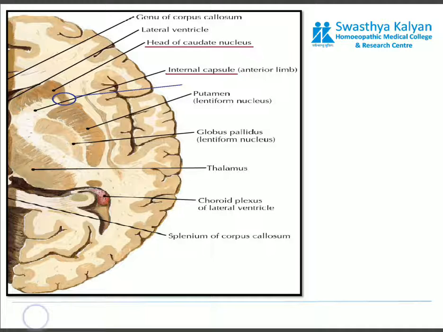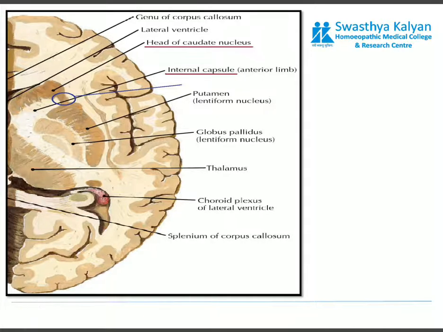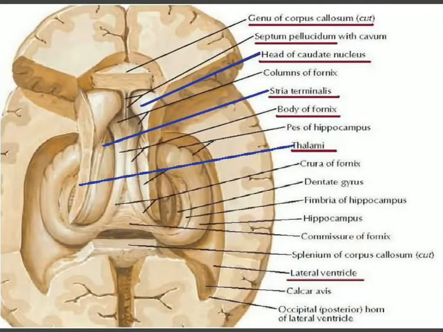And the tail, it ends, and it is basically in relation with the amygdaloid body. It joins the amygdaloid body. You can see here in this figure that this is the caudate nucleus, and this caudate nucleus is separated from the thalamus. So in between there is the stria terminalis, and at the same location there would be thalamostriate vein.